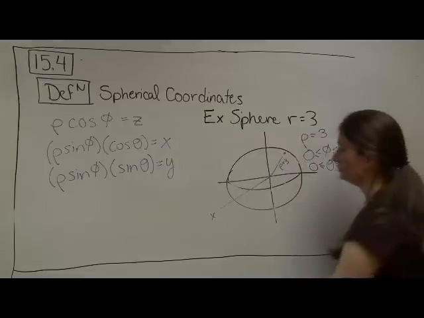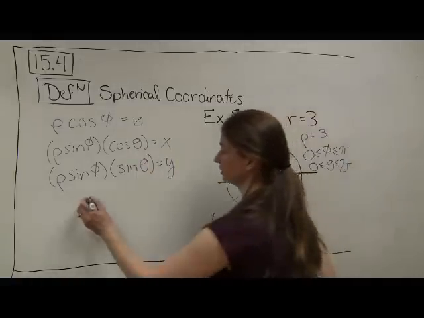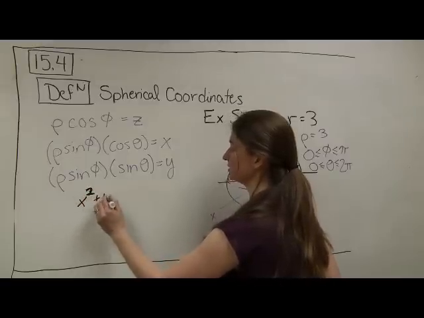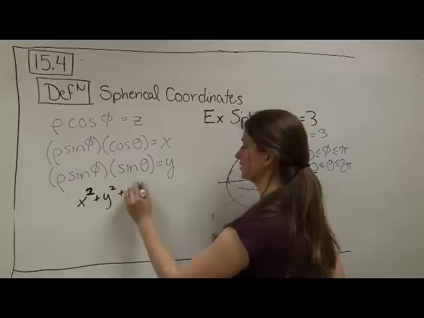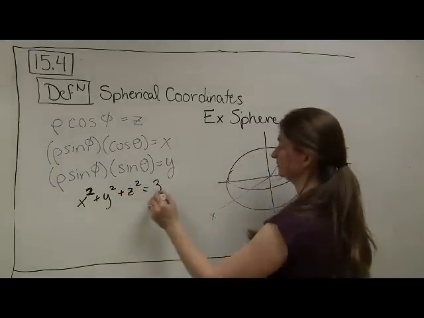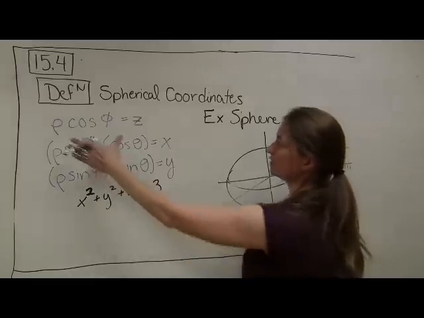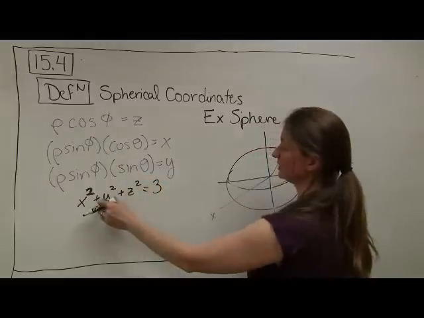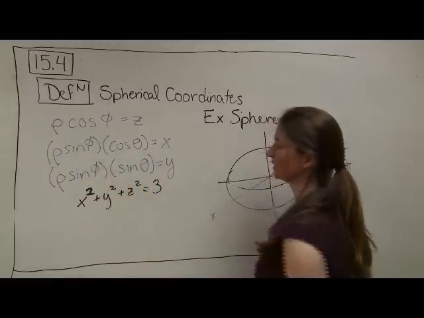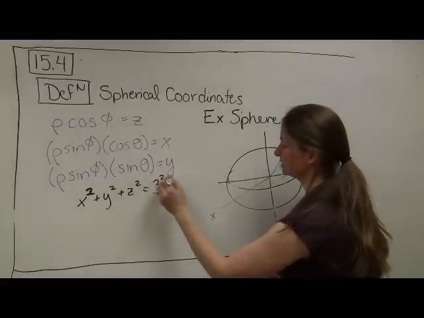Another way would be algebraically. Algebraically, I could say, aha, I know the formula for a sphere. This is saying that x squared plus y squared plus z squared is equal to 3 squared. And I know what z squared is. It's all this stuff squared. I know what y squared is. It's all this stuff squared. And I know what x squared is. It's all this stuff squared. And I can do all of that, 3 squared.